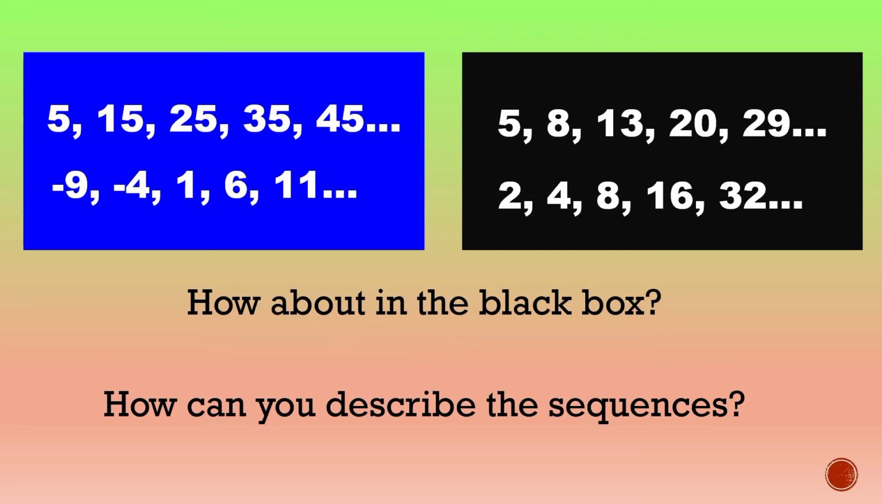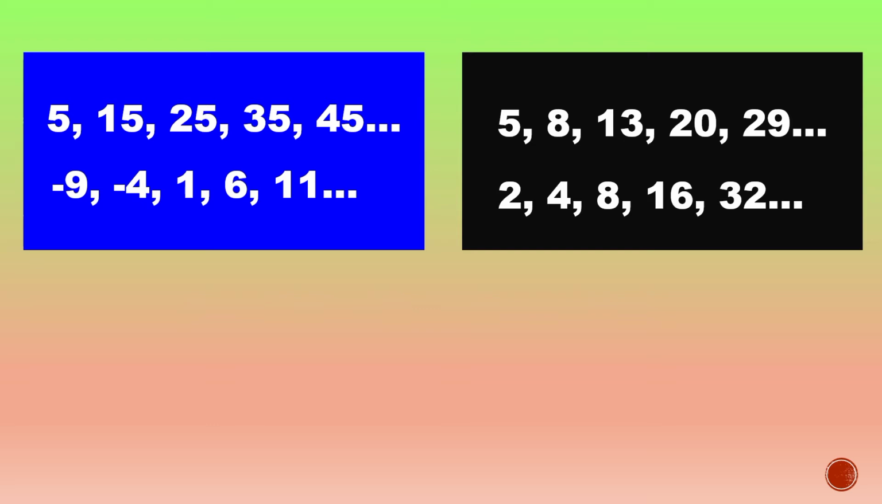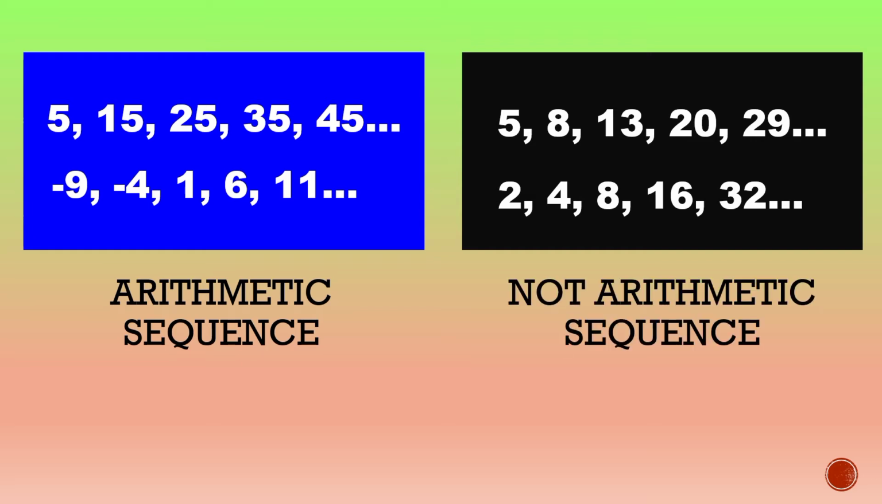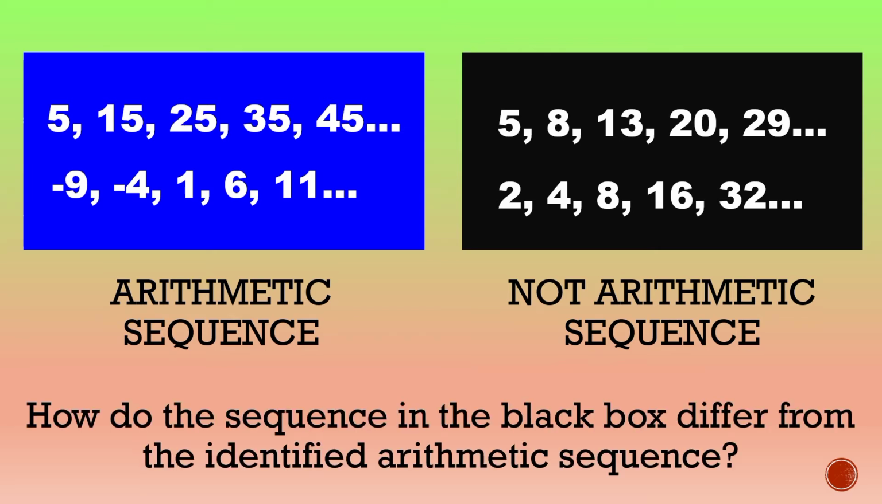So, hindi katulad ng nasa blue box, pare-pareho yung pagitan ng bawat number. Pero pagdating dito sa black box, magkakaiba yung pagitan ng bawat number. The sequences inside the blue box are example of arithmetic sequence, while the sequence inside the black box are example of not arithmetic sequence. How do the sequence in the black box differ from the identified arithmetic sequence?